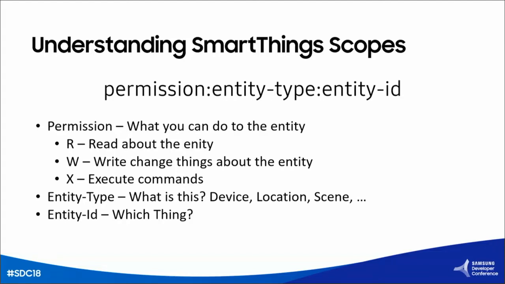But I wanted to show you what they look like. So up here, we have the general format of our scopes. If you're reading our scopes, this is what they look like. The permissions are what you can do to the entity. The entity type is what it is. Device is the canonical example I like to use. And the ID is which one.